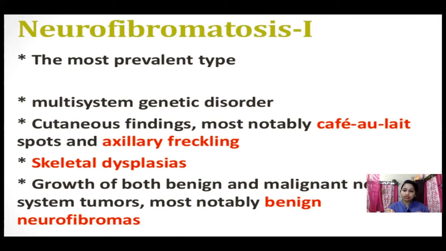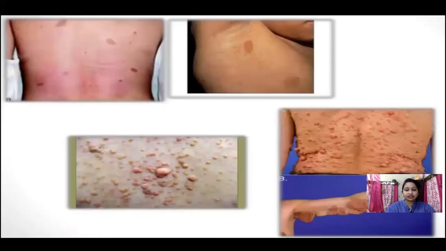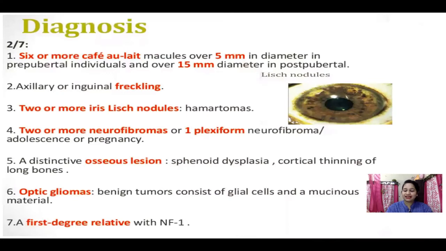So spots seen in the skin along with neurofibroma of the body can clinically diagnose neurofibromatosis 1. In the latter picture, I have given it for your clear understanding: in the above picture is the café-au-lait appearance in the skin, and in the below pictures, these are the neurofibromas present. All right. So for diagnosing neurofibromatosis 1, you can think of this approach.